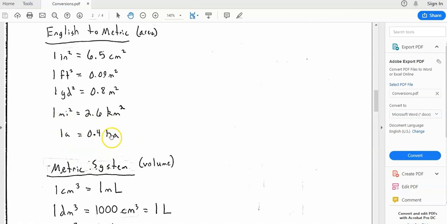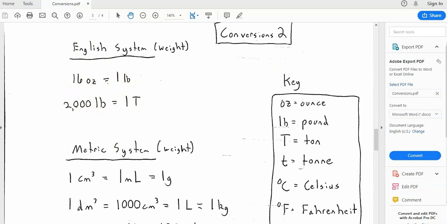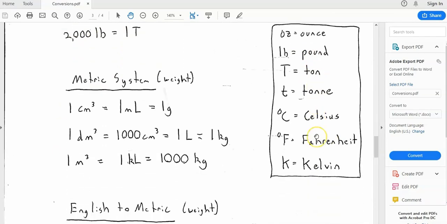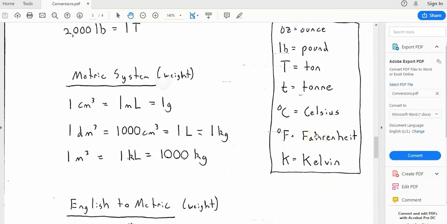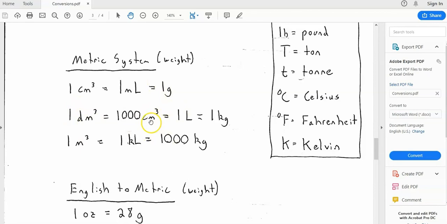Then the third page, you can see, again, the English system, how we've got ounces to pounds, pounds to a ton. And again, over here, you have the different labels and things like that you'll see. Here, you got all metric. This is nothing but metric. Centimeters to milliliters to grams, decimeter cubes to centimeter cubes to liters to kilograms. And then down at the bottom, you have the English to the metric system.